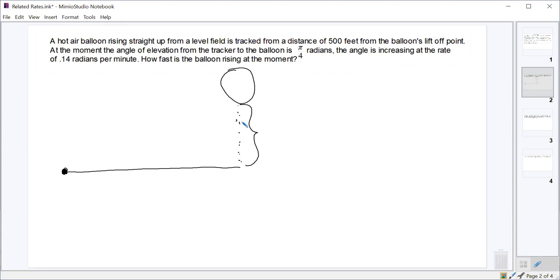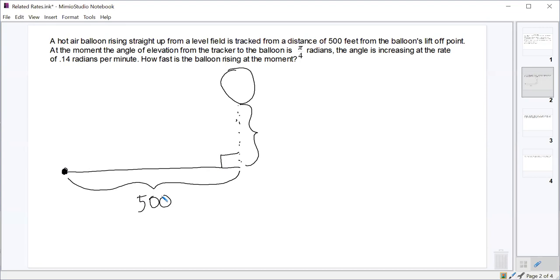And what do we know that is not changing in this problem at all? The distance from you to the balloon, or where it started. Right, the distance from me to where the balloon started. We know that's 500 feet. That is not changing. So I'm going to label that as 500. That's a constant quantity. It will stay like that.